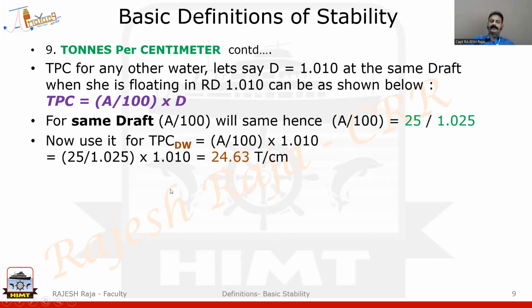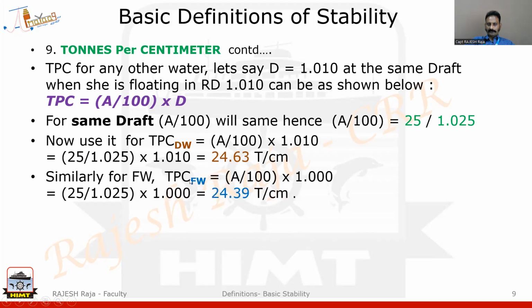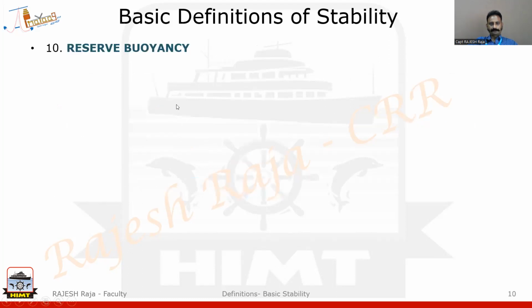Let us say similarly, I'm floating at the same 5-meter draft in freshwater. You can see I've done the same thing. A by 100 is 25 divided by 1.025 into 1. So this is the way you can interchange between any densities as far as your water plane area is known. And when you are in the same draft in different densities, it is very evident that water plane area is not going to change. It is just exactly the same.